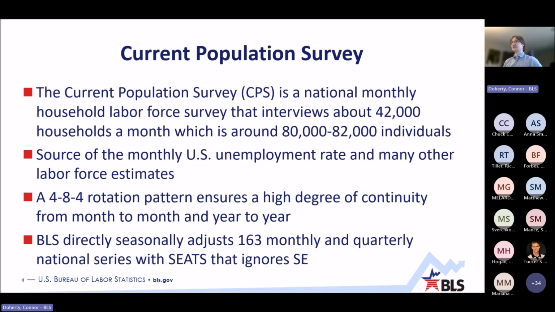And the real important thing here that will come up is the 4-8-4 rotation pattern that CPS uses. And what this means is when a household enters the survey, it'll be surveyed for 4 months, and then it leaves the survey for 8 months, and then it returns to the survey for another 4 months. So we get 8 months of data from a household. It's just spread out over those 16 months in 4-month blocks. Currently, we directly seasonally adjust 163 monthly and quarterly national series from CPS, and this is using SEATS, which ignores sampling error.